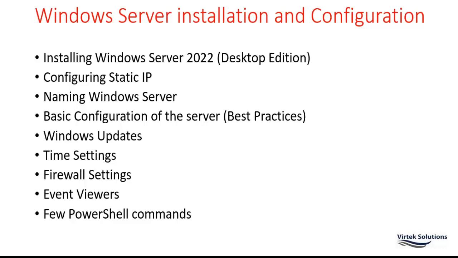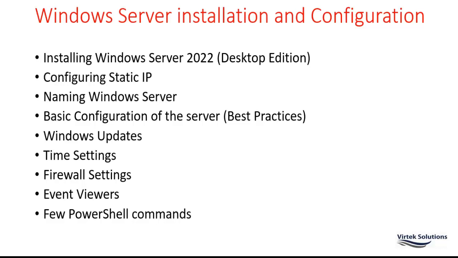Now during Windows Server installation, we're going to do some basic configuration, which will include configuring static IPs, naming the Windows server, and some basic configuration for best practices. We're going to make sure the Windows updates are fully installed and patched. Time settings as per your region. There are some basic firewall settings which you probably need to configure based on the role you install on the server. If it's AD, it's a different firewall setting you can give. For print servers, different settings.